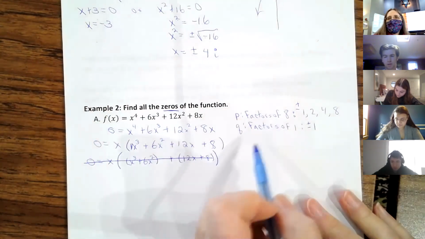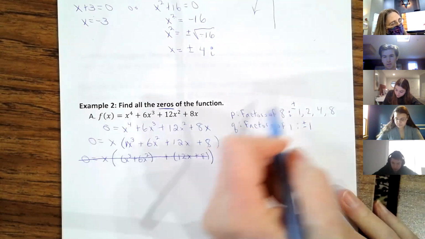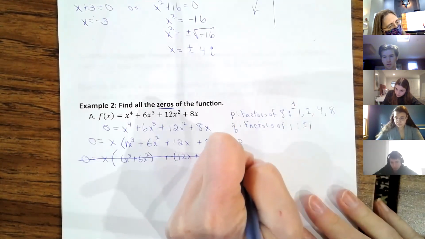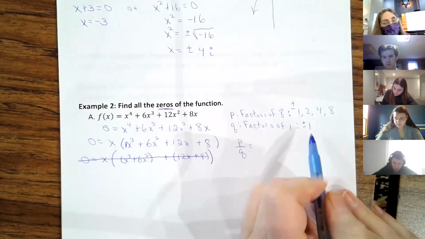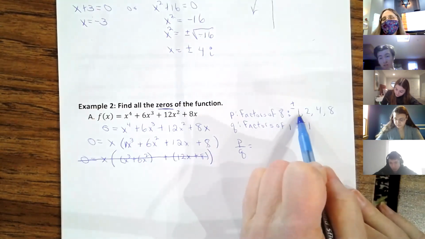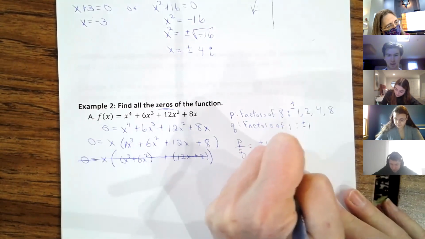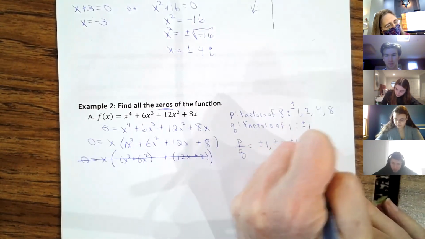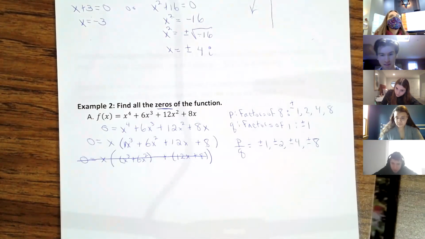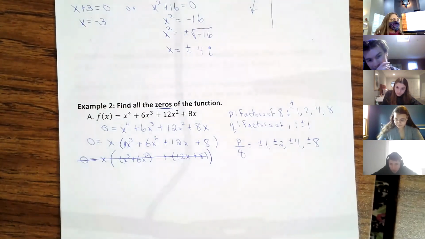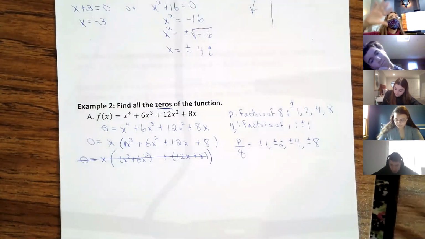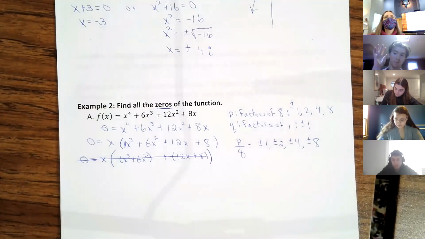Can we narrow it down before we do synthetic division? Okay, so let's go ahead and put our candidates for P over Q. Since Q is 1, life is easy. It's plus or minus 1, 2, 4, and 8. It's great when that happens. Remember there was one problem on the homework when there were so many. How can I narrow this down? Josh, how can I narrow this down?